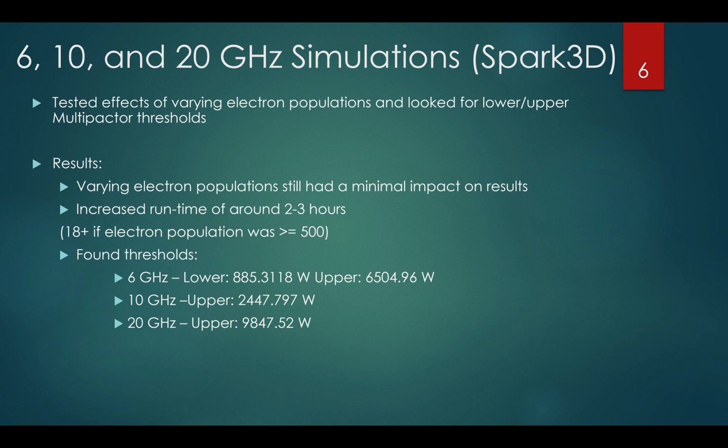Then for 10 and 20 gigahertz, I wasn't able to find anything that I could identify as an upper threshold. I'll be meeting this week to see what can be done on that, since I did mess with things such as setting the power on these to higher levels in order to find a higher threshold, which was found for 6 gigahertz, but not for these two. For these ones, I'll just label it as an upper threshold right now, but 10 gigahertz had about 2450 watts, and 20 gigahertz had around 9847 watts.